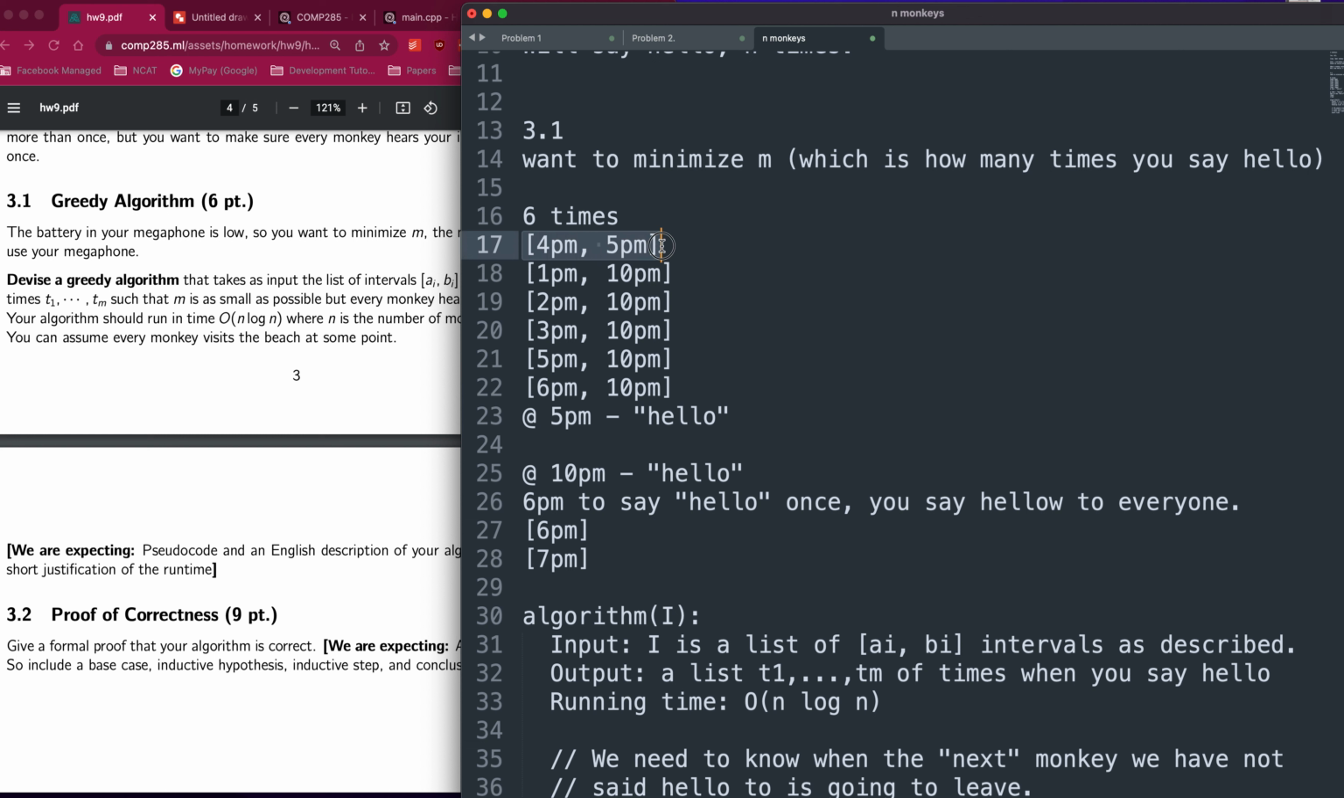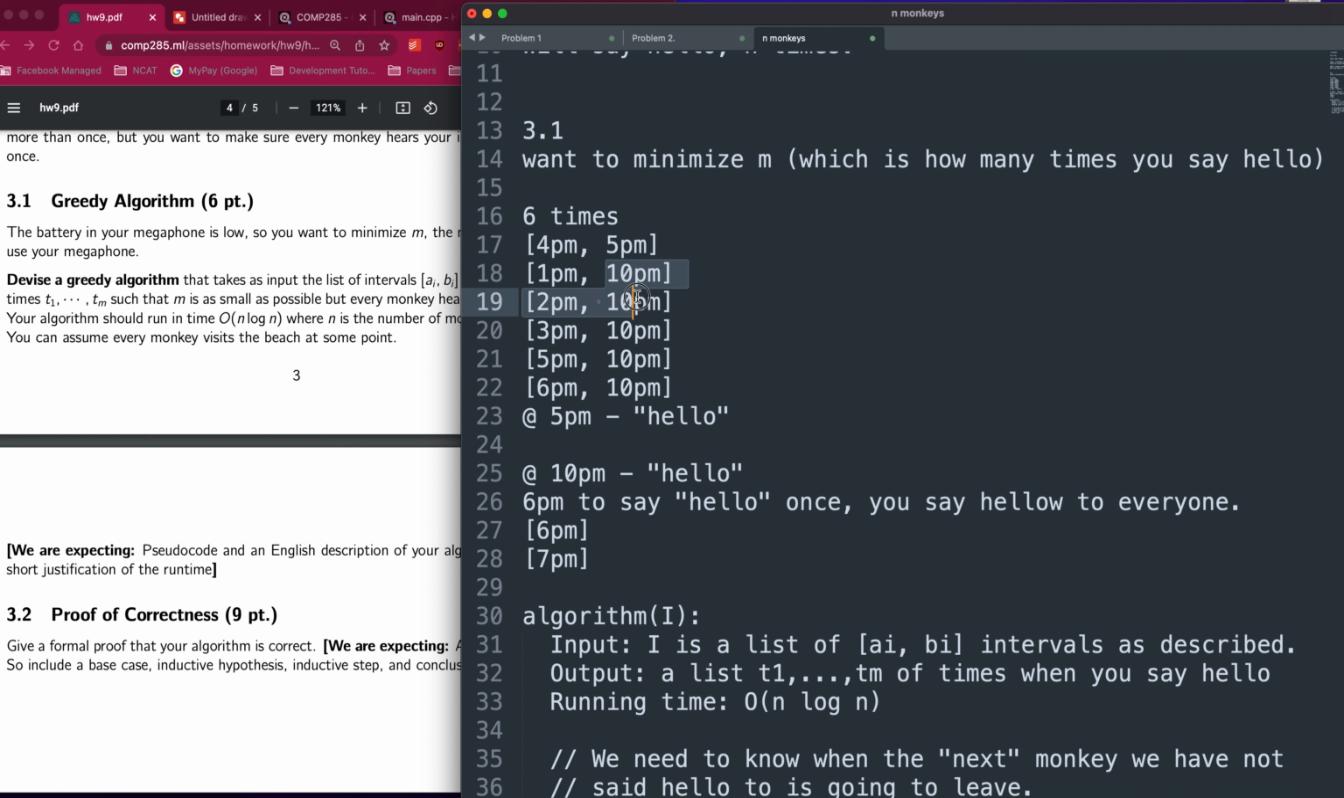And then we can iterate, and keep track of the time when we last said hello. So this 5 p.m. And as we iterate over everybody else, if you came before 5 p.m., then we don't count you. We basically skip you, because we've already said hi to you. But eventually when we get to this guy, at 6 p.m., then we know that at 10 p.m., when he leaves, we will have to say goodbye.